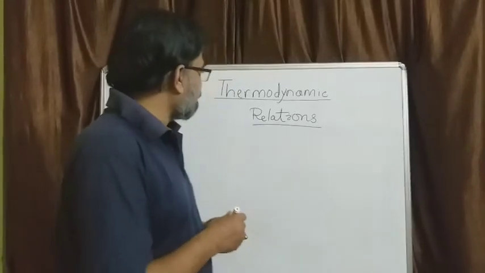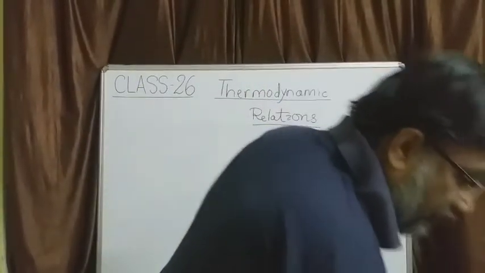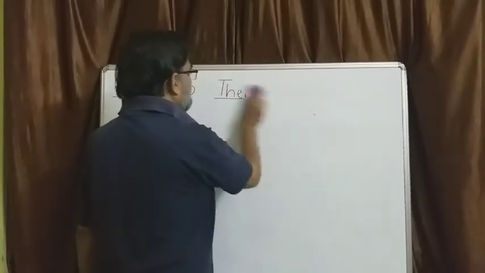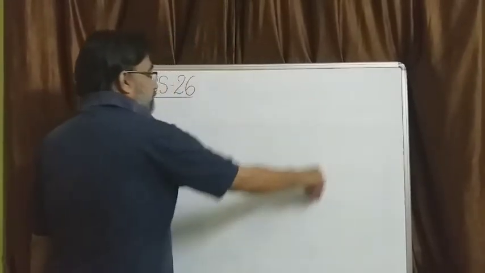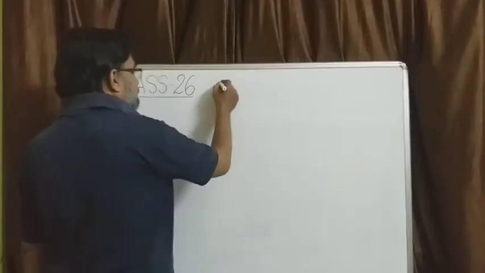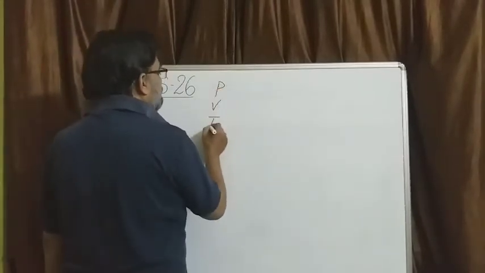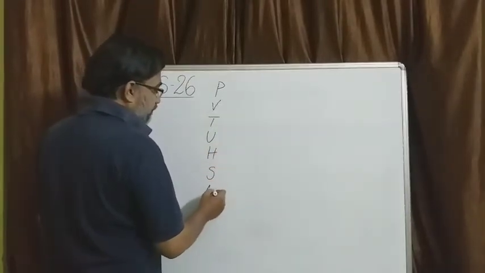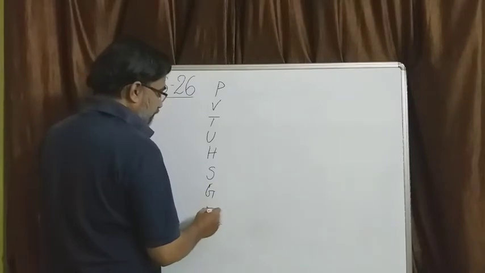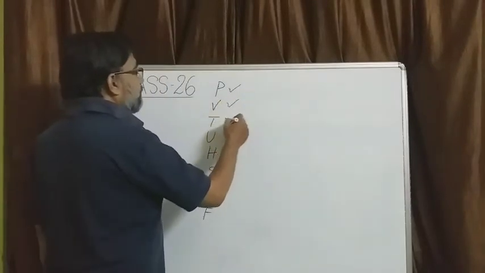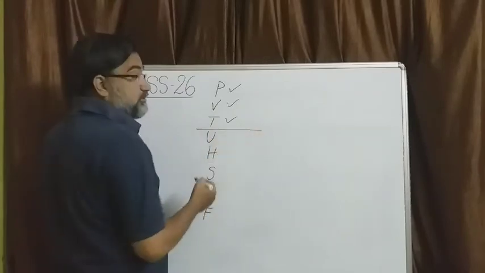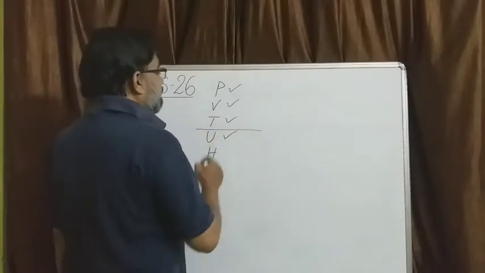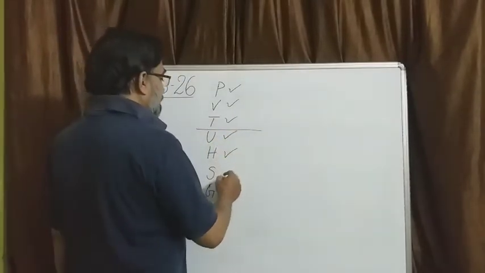Alright, now a thermodynamic relationship is a relation among the thermodynamic properties. And what are the thermodynamic properties? Once again I am telling, they are pressure, volume, temperature, internal energy, enthalpy, entropy, Gibbs function, and Helmholtz function. You know what is pressure, volume, temperature. In the last few classes, we got to know what is internal energy, entropy, and enthalpy.